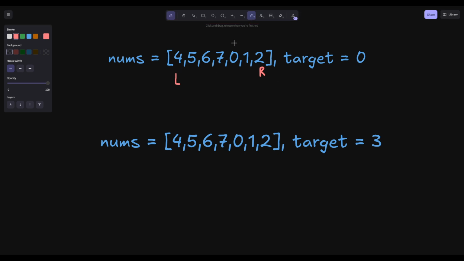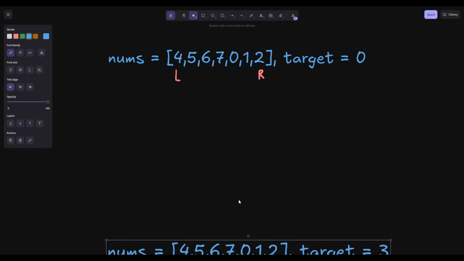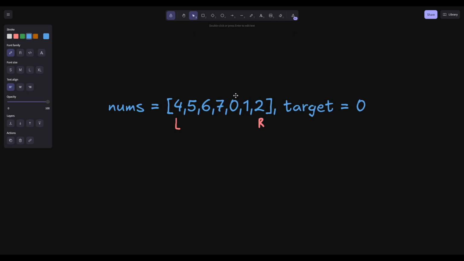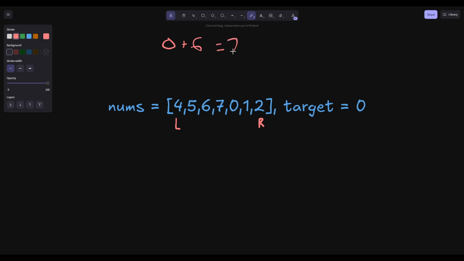So this is how we're going to solve it. We're going to have a left pointer and a right pointer, because again, we're performing a binary search here. So this is our example 1. Let me move this down. We're going to perform a binary search, so we're going to do (L + R) / 2. L is at index 0, R is at index 6: 0, 1, 2, 3, 4, 5, 6. 6 divided by 2 is 3.